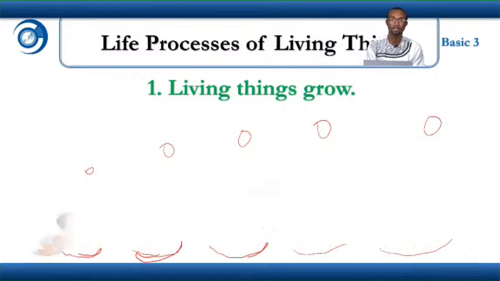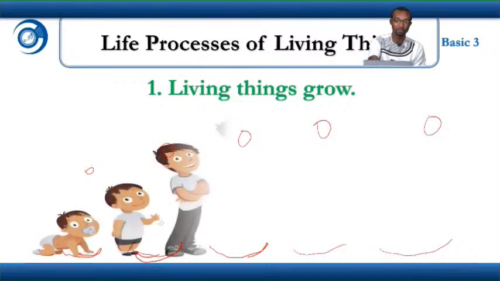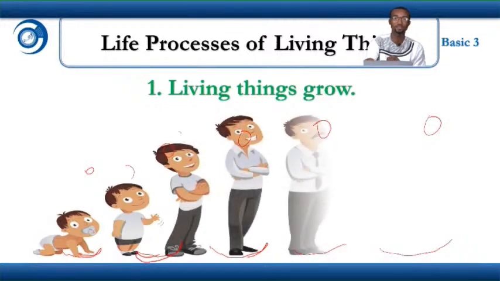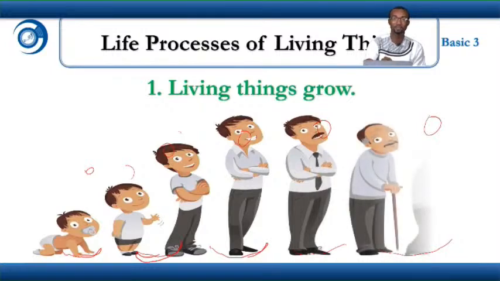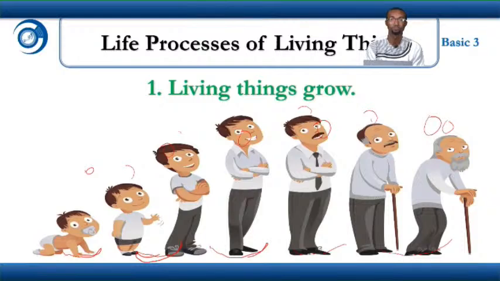Let's look at another example. You see a baby there, then we grow into a child, and then to an adolescent or teenager, and then we grow into a man, and then from this to an old man and to a very old man. So you see that human beings also grow.